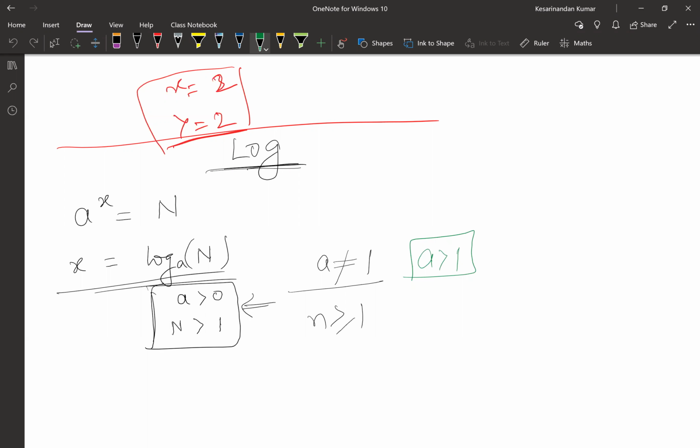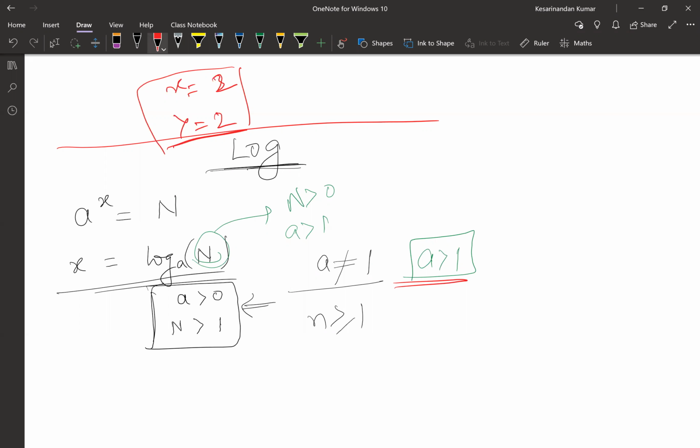Generally, what we do is this should be greater than 0, and yes, A should be greater than 1. N can be in decimals less than 1, it is possible. But A has to be greater than 1. Yes, Uttam, you are correct on that part.